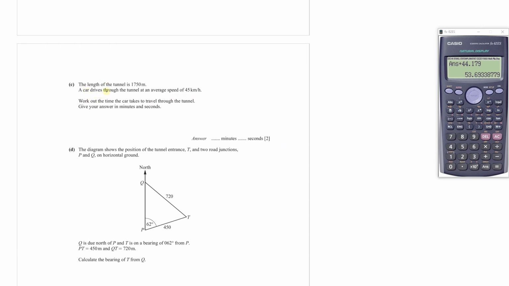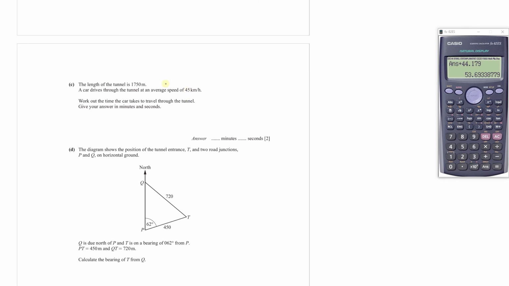Part C is, the length of the tunnel is 1750 meters. The car drives through the tunnel at an average speed of 45 kilometers per hour. Work out the time the car takes to travel through the tunnel. Give your answers in minutes and seconds. So we have the distance in meters, we have the speed in kilometers per hour. So we can first calculate the total number of seconds it takes and then convert them into minutes and seconds.